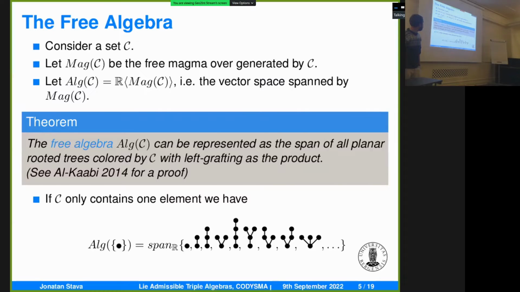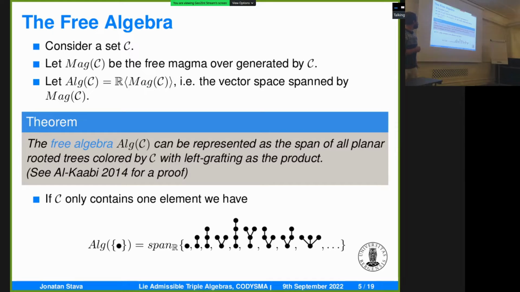Just to introduce some notation here: if you have a set C, the free magma is what you get if you have a product on your set, an operator, not bilinear, that takes in two arguments, and you freely generate new elements from your set C. It's called the free magma.